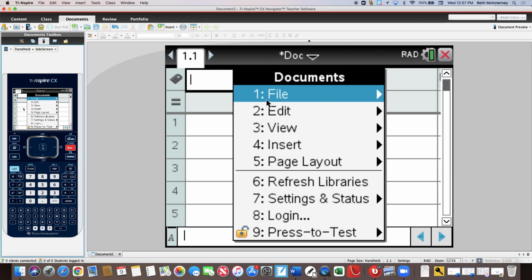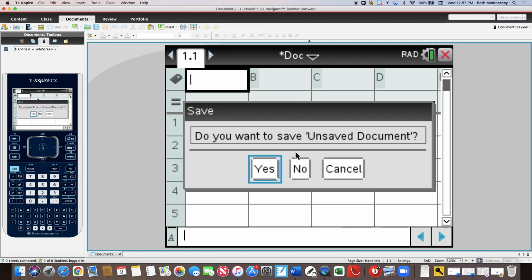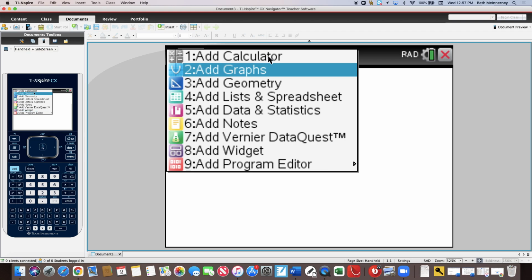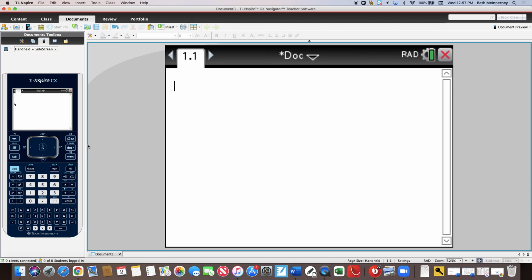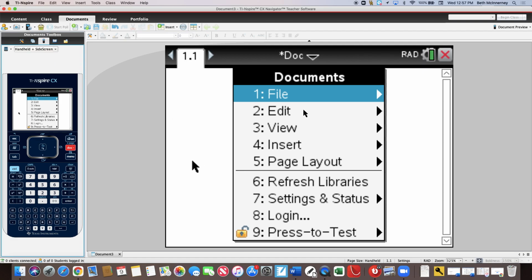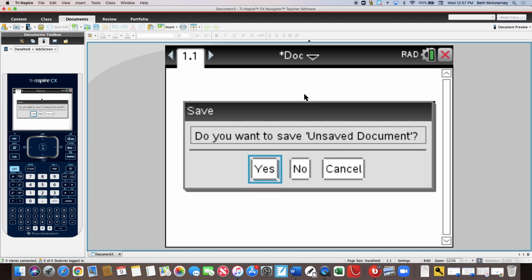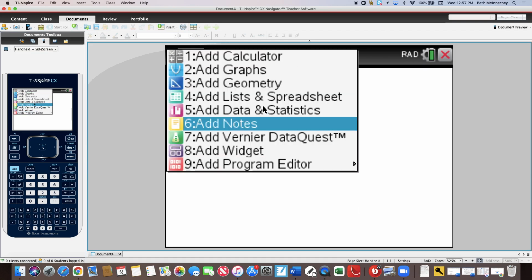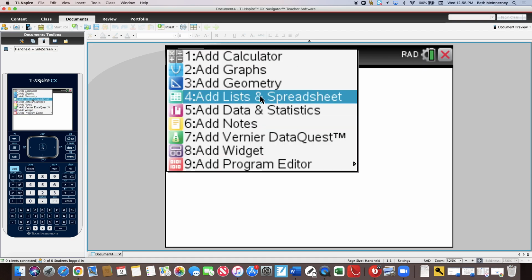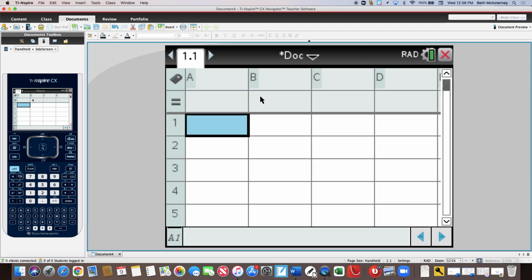So you're going to open a new document. And then here's what you do. You're going to tap Document, Doc. I did a new doc, sorry. And we're going to do number 4, Add Lists and Spreadsheet. Those of you with the TI 84, you're going to follow your own sheet, because I don't have that to share. So I do number 4, and it's going to bring up a screen like this.